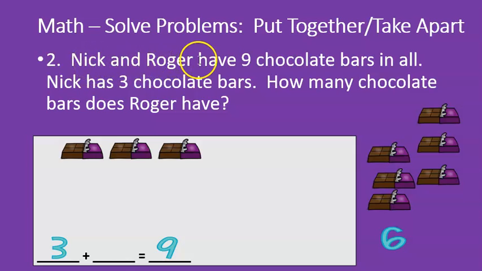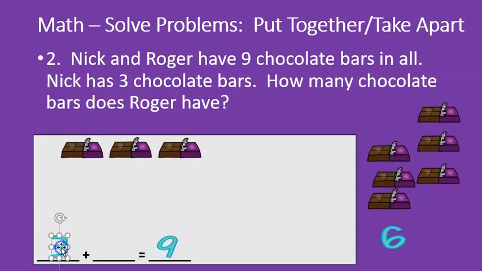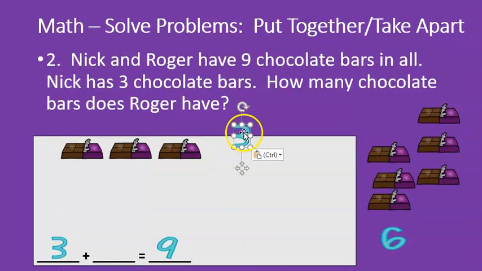Nick and Roger have 9 chocolate bars in all. Nick has 3 chocolate bars. How many chocolate bars does Roger have? Okay, now look. Let me duplicate this so that way you can really kind of see what's going on here. Okay. Look here, Mr. Begay. I put 3 chocolate bars here. And look, I put a number 3 here. And look at this. I put 3 up here real quickly because I knew that Nick has 3 chocolate bars, okay? Now, let's come back up here.